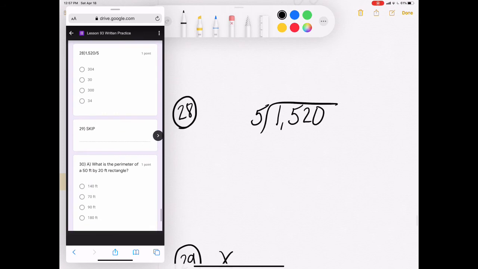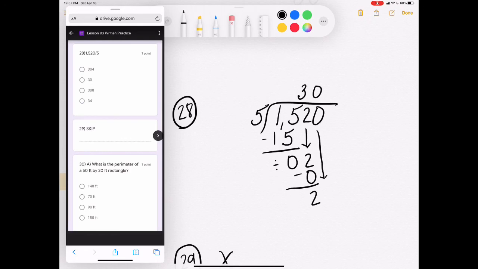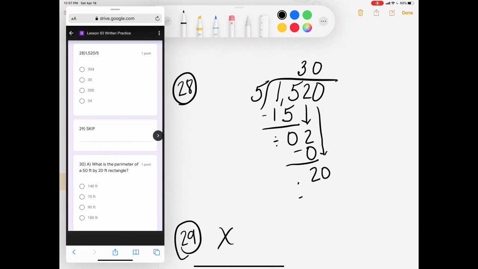28. 1,520 divided by 5. How many 5s are in 15? 3 times 5 is 15. 15 minus 15 is 0. Bring down a 2. How many 5s are in 2? 0. 0 times 5 is 0. 2 minus 0 is 2. Bring down the next digit, 0. How many 5s are in 20? 4 times 5 is 20. 20 minus 20 is 0. Number 28 is 304.